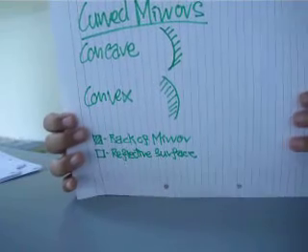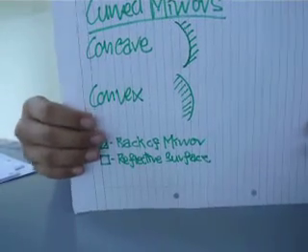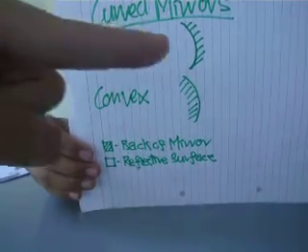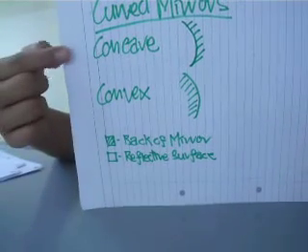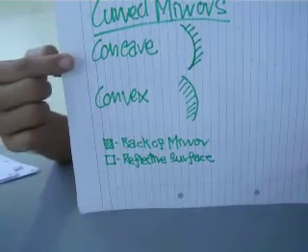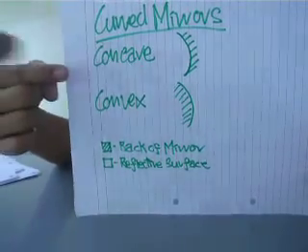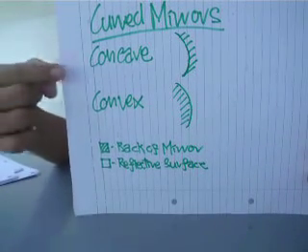Okay, well, we know about straight mirrors. What about curved mirrors such as a concave and convex mirror? The concave mirror is simply a mirror that curves inwards, whereas the convex mirror is a mirror that bulges outwards.